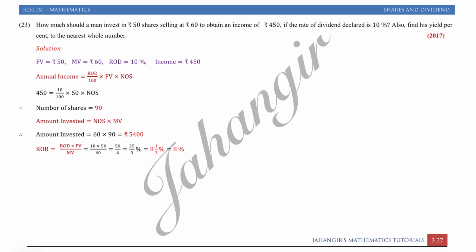Question 23. How much a man should invest? So you have to find amount invested. In rupees 50 shares, this is face value, selling at rupees 60 market value to obtain an income of 450 rupees. This is dividend. If the rate of dividend declared, his ROD is 10%, find his yield percent. Yield percent means rate of return. You have to find rate of return to the nearest whole number. So first you have to find amount invested, then you have to find rate of return.